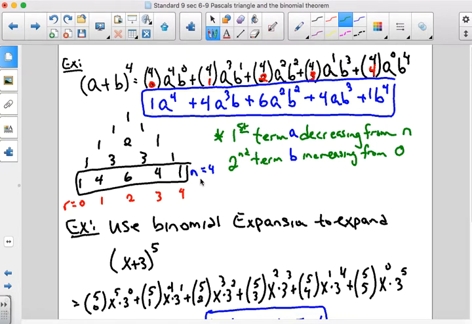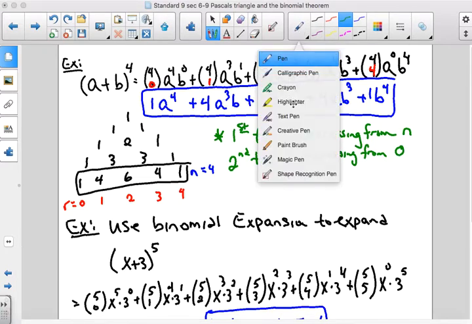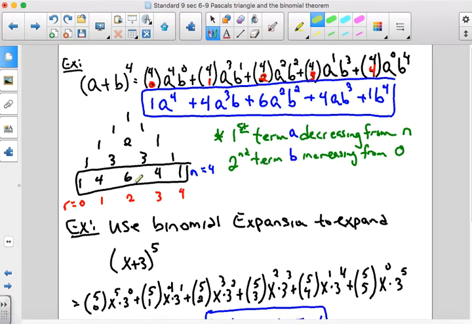4 choose 1. So n equals 4, r equals 1. The answer is 4. So on and so on and so on. So we can do all these things. If I look at the next one, 4 choose 2. So here's n equals 4. Here's 2. The answer is 6. So on and so on. And then we just simplify things, and here's my final answer.